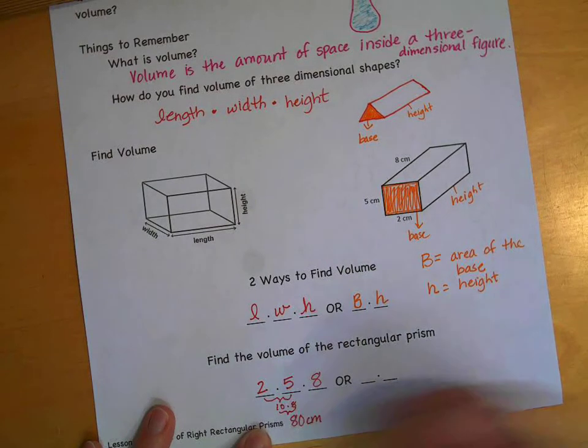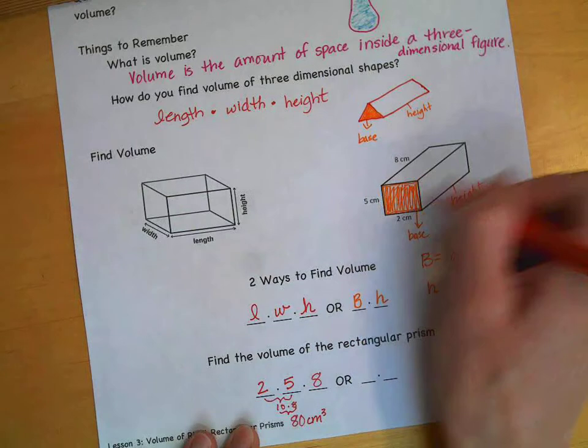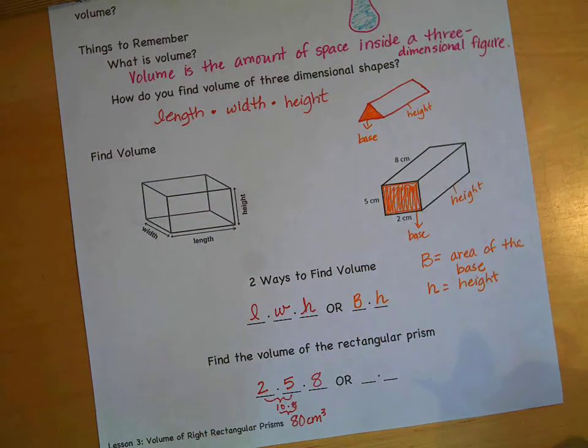And so our units of measure are centimeters, and we multiply 3 together, so it would be centimeters cubed, because that's what volume is, multiplying 3 things together. Okay, so we know that this right here is 80 centimeters cubed.